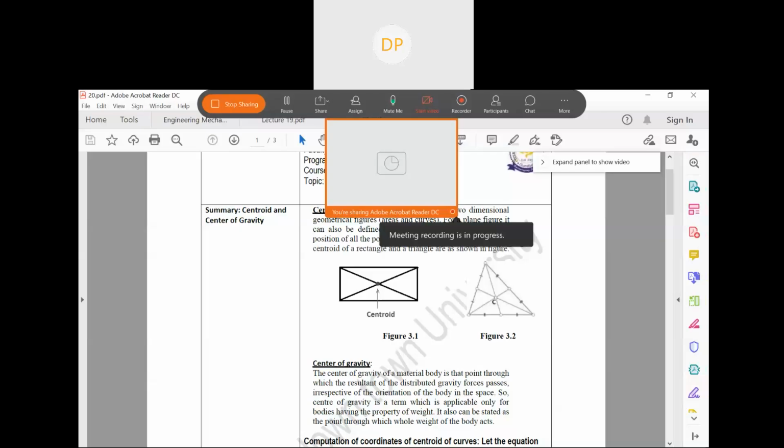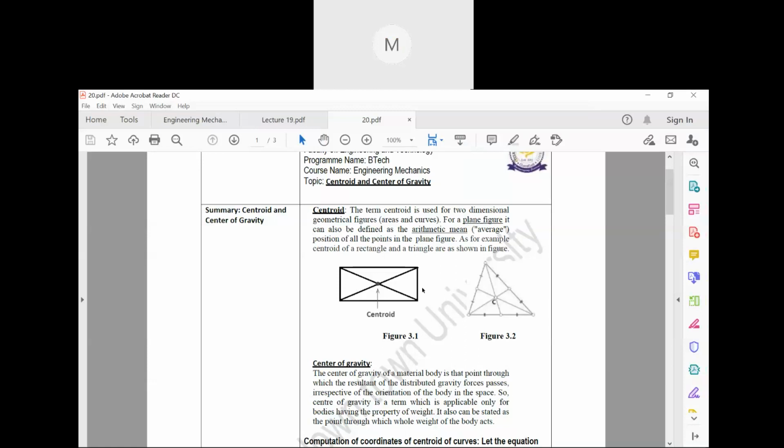Can you see the screen? Can you see the screen? Sir, no. Wait. Okay, now? Can you see the screen now? Yes, sir.